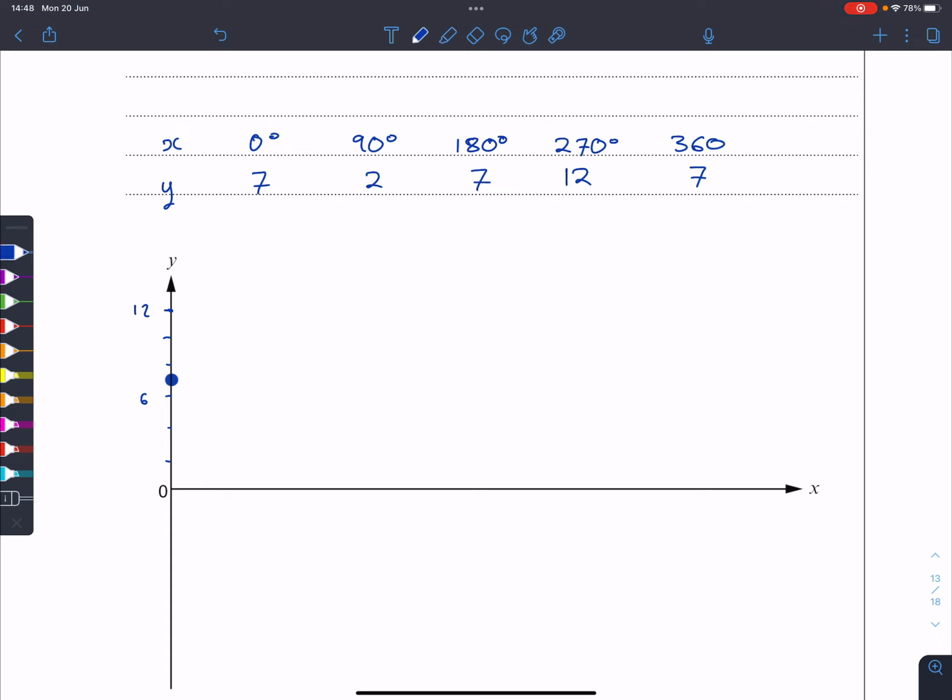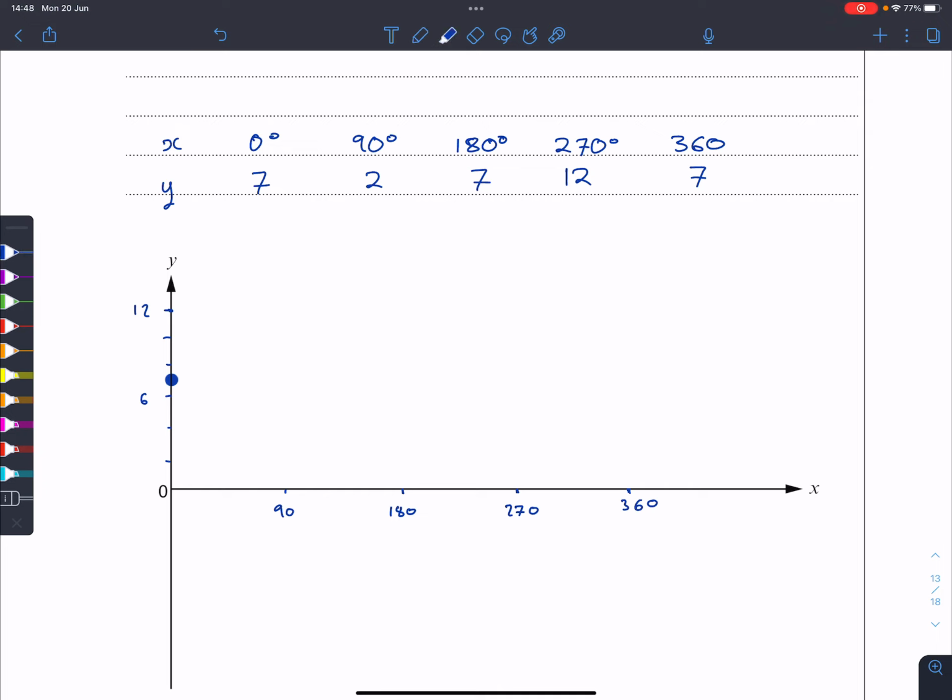Okay, now I need my 90, 180, 270, 360. So I'm going to try and plot those here. So 90, try and make it roughly the same size. 180, again, roughly the same size. 270 and 360. Okay, so hopefully that's roughly the same size, but we'll see how that goes.